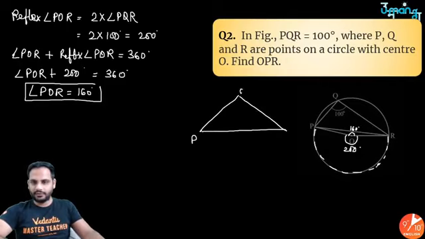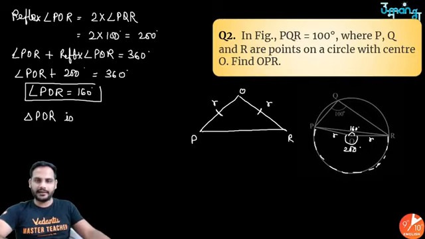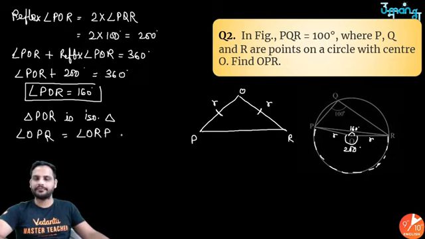P is over here, O is over here, R is over here. I know, beta, PO and OR will be equal because both are representing the radius. So I can say triangle POR is an isosceles triangle, right? So angle OPR is equal to angle ORP. Both are equal, let us say x degrees.